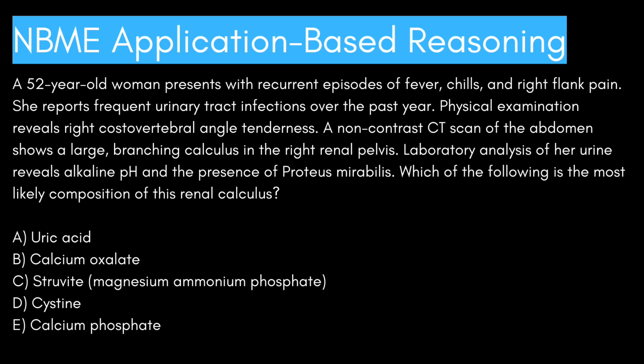A non-contrast CT scan of the abdomen shows a large branching calculus in the right renal pelvis. Laboratory analysis of her urine reveals alkaline pH and the presence of Proteus mirabilis. Which of the following is the most likely composition of this renal calculus?